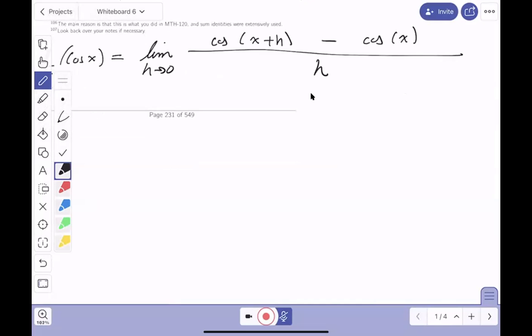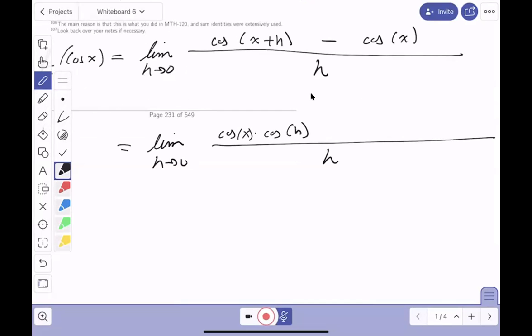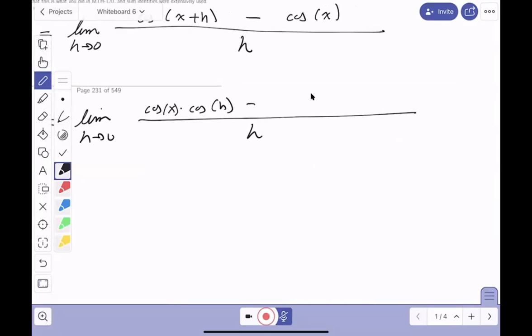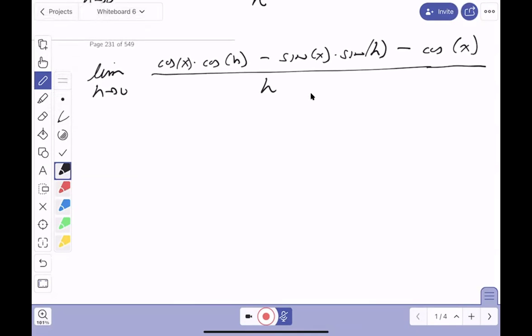I've got to be real careful now. All right, so what do you get over here? Limit as h goes to 0. I'm going to remember what I did in Math 120. I'd take the cosine of a plus b, so it's really just the same thing. So cosine x times cosine h, and then minus sine x sine h, minus cosine x.